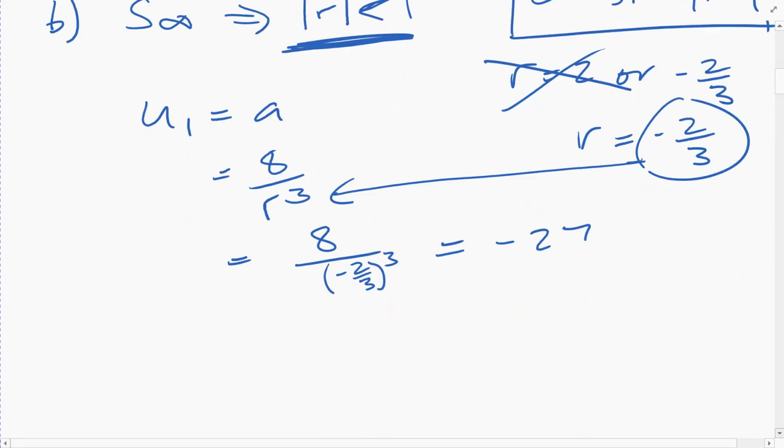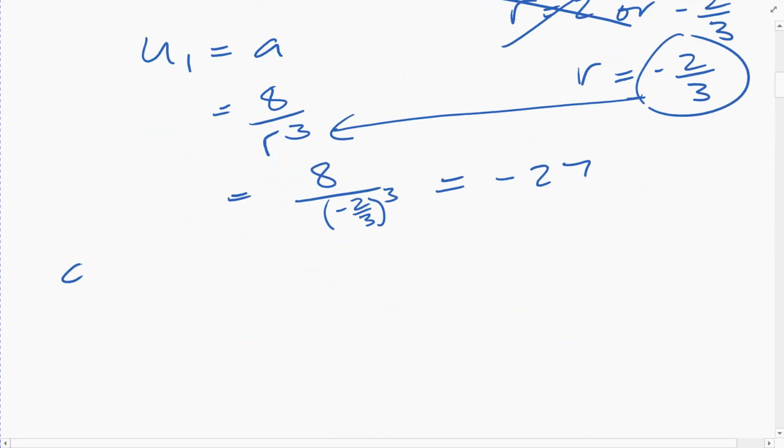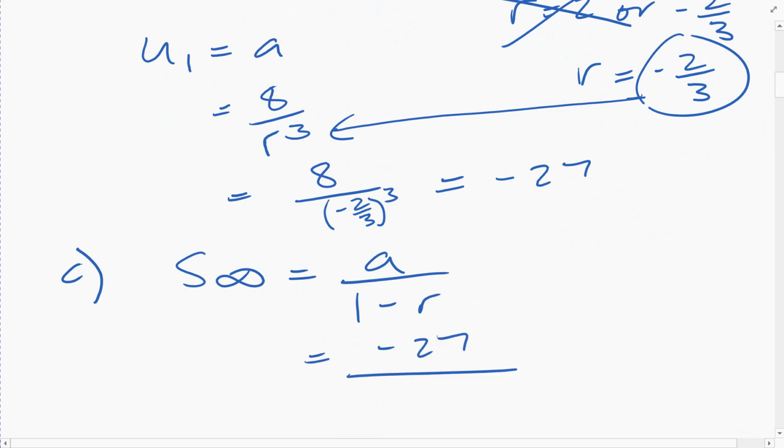So part C, oh, we do want to do the sum to infinity now. So we've already done all the hard work. Sum to infinity is A over 1 minus R, which is minus 27 over 1 minus minus 2 thirds. Type that in your calculator and you get minus 81 over 5. Finished.